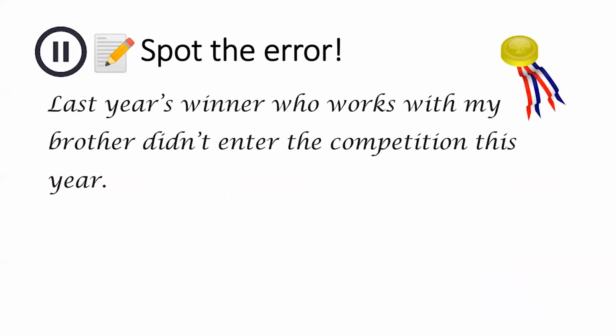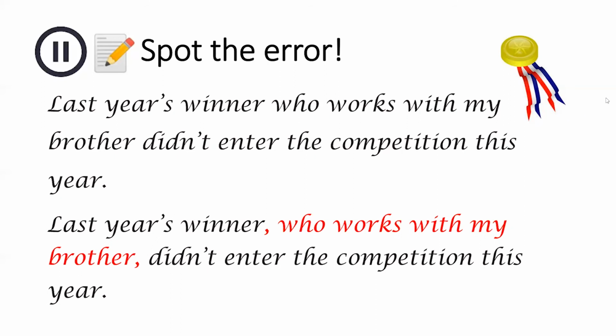Now have a look at this one. Last year's winner, who works with my brother, didn't enter the competition this year. What are we going to do about this one? Yeah, I bet you've got it. So you should have last year's winner, who works with my brother, didn't enter the competition this year. So who works with my brother is the extra information that's been dropped in, and it has got commas either side. If I just read last year's winner didn't enter the competition this year, that would make sense on its own. So the extra bit of information has been dropped in and we've used commas to surround it.